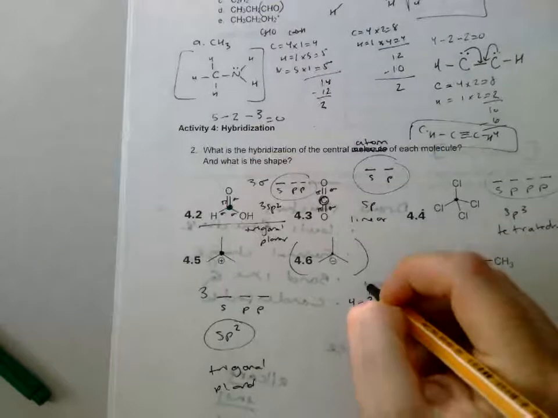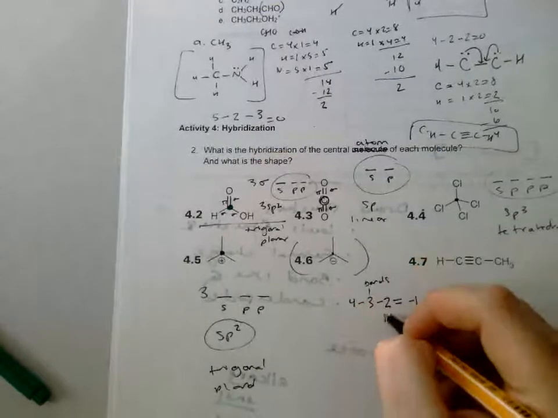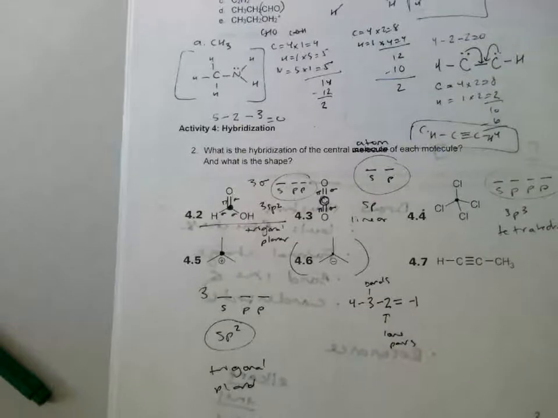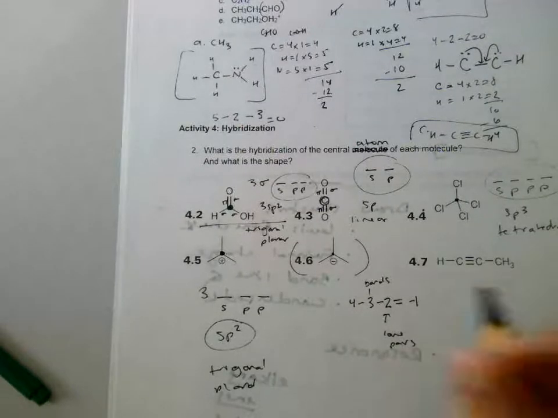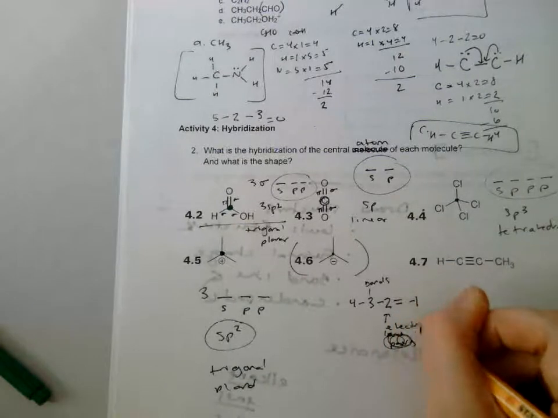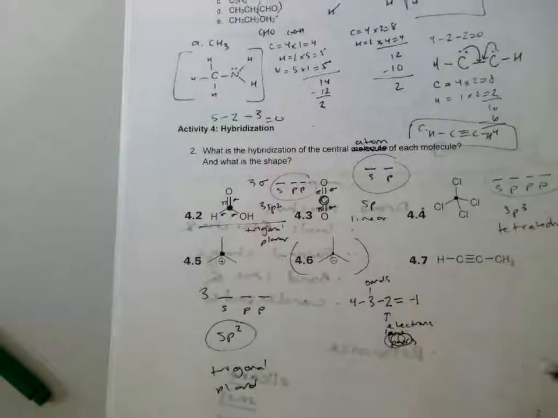So if we have 3 bonds, we need 2 more electrons, so 1 lone pair, or 2 more bonds. But bonds are shown.